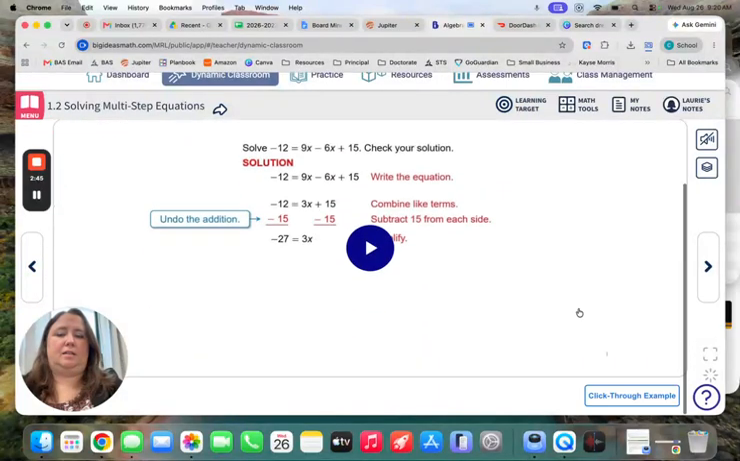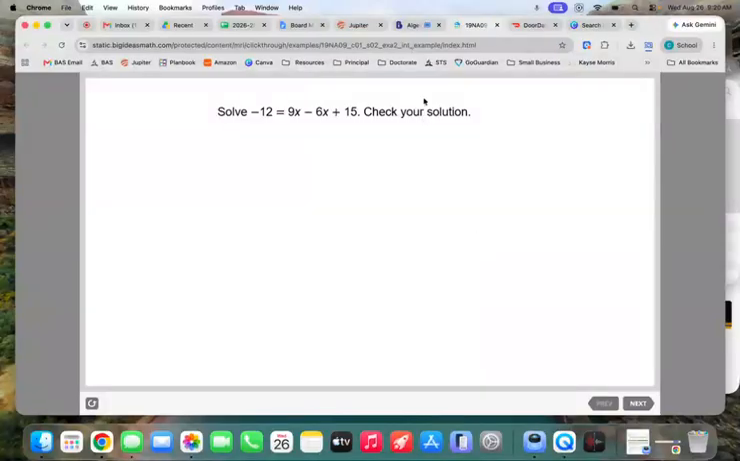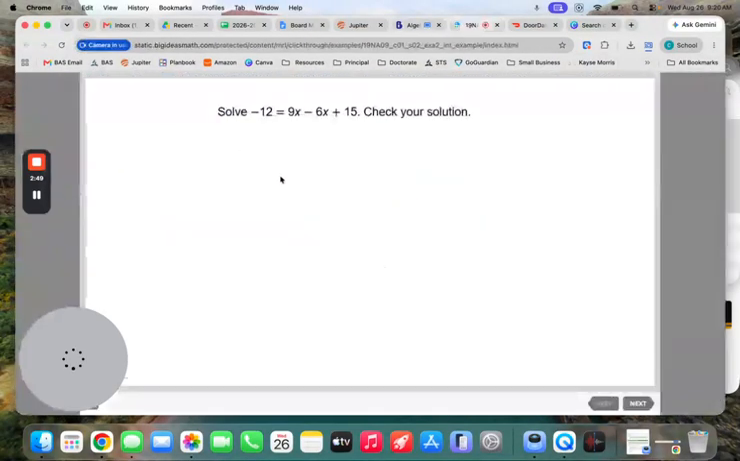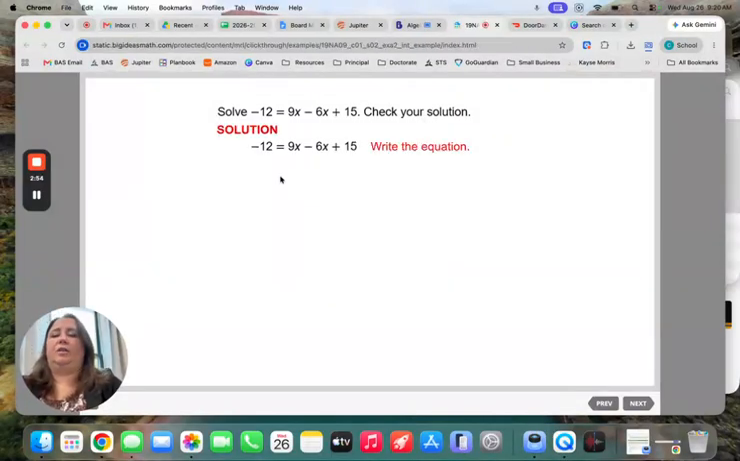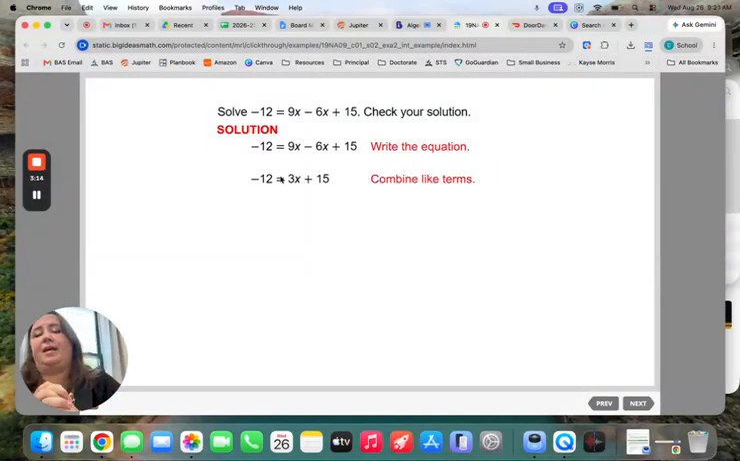All right. Let's do example 2. Find example 2 in your journal. We're going to solve negative 12 equals 9x minus 6x plus 15. What do you think the first step of this is going to be, Camila? 9x minus 6x. Combine like terms. Very good. So the x stuff is a like term, so we're going to combine that. So you're actually going to do 9 minus 6, which would be what? 3. So that makes that a 3x. Now can we solve for x? Add 12 to both sides.